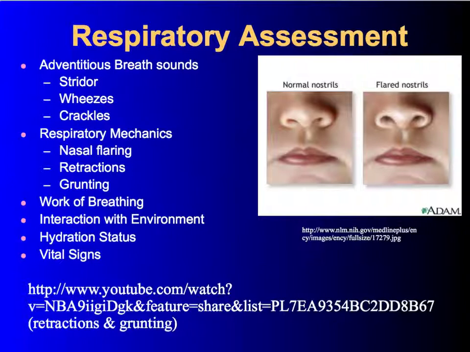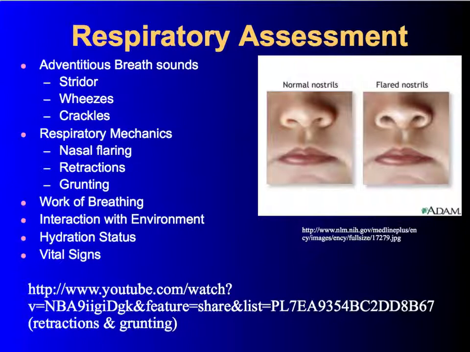During your respiratory assessment, I have talked about adventitious breath sounds. Adventitious breath sounds are stridor, which is high-pitched upper airway closure or narrowing. Wheezes, I have just described for you, and they are lower airway, and crackles, I have just described for you, and they are lower airway.